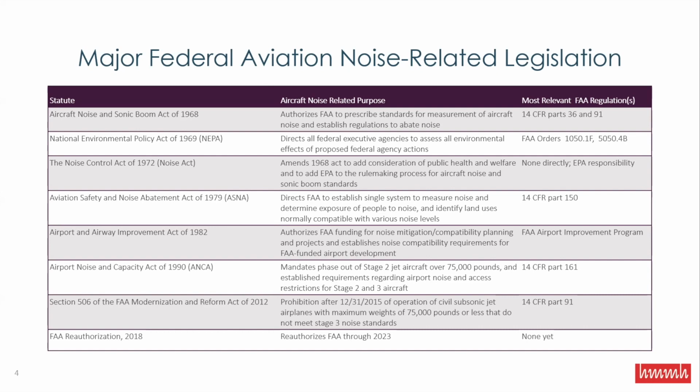Then shortly thereafter was the National Environmental Policy Act, which directed federal agencies to assess environmental effects of proposed federal actions. And currently, those regulations resulted in two orders from the FAA, 1050.1F and 5050.4B. And it is our understanding that 5050.4B is going to be incorporated into 1050 when it is redone later this year. And so those are really how the FAA implements NEPA, or the National Environmental Policy Act.